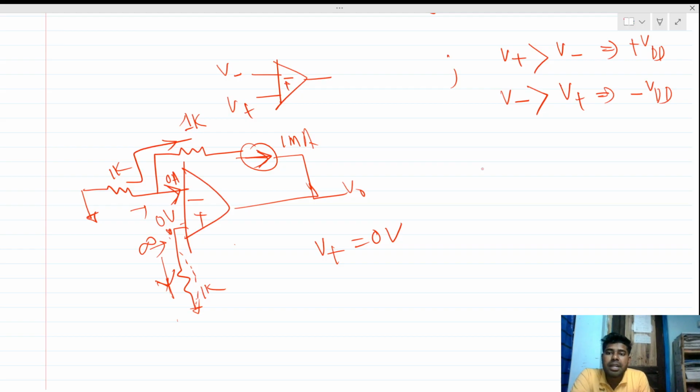So if 1 milliamp current flows through this 1k resistance, what will be the voltage drop across it? So the current direction is like this, right? So this will be plus and this will be minus for this 1k. And if we multiply 1k into 1 milliamp, this will be nothing but 1 volt, right? So here is a 1 volt drop, right? Again, for this resistance, the current is flowing this way, so this will be 1 volt as well. Okay, so the voltage drop of this 1k resistance will be the same, 1 volt.